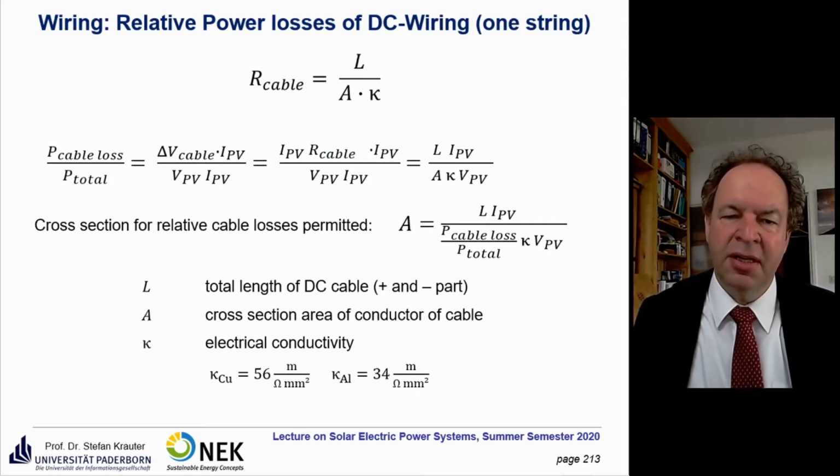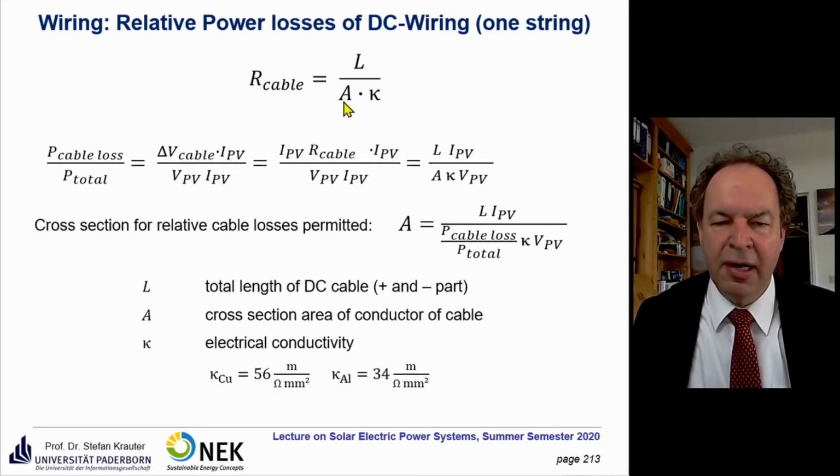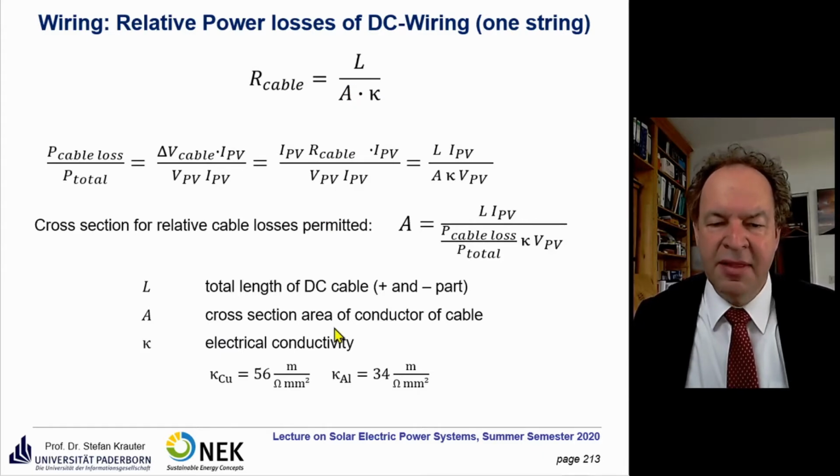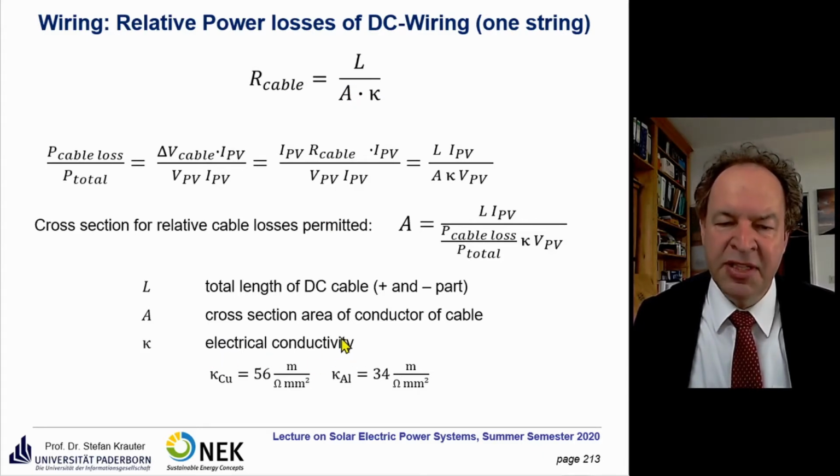This is a calculation. You have the resistance of the cable, consisting of the length of the cable, considering both lengths, the positive part and the negative part. Then you have the cross section of the conductor cable, for example 4 square millimeters or 6 square millimeters, which are typical values, and the electrical conductivity of your cable. Usually you have copper cables, but in some low-cost installations you have aluminum cable, so the conductivity is a bit less than the copper cable. For copper it's 56 meters per ohm per square millimeter.